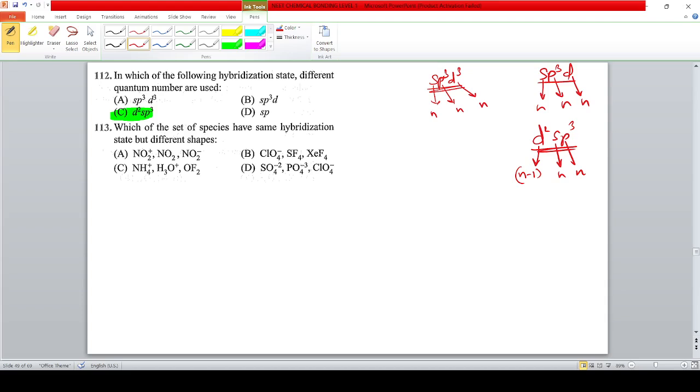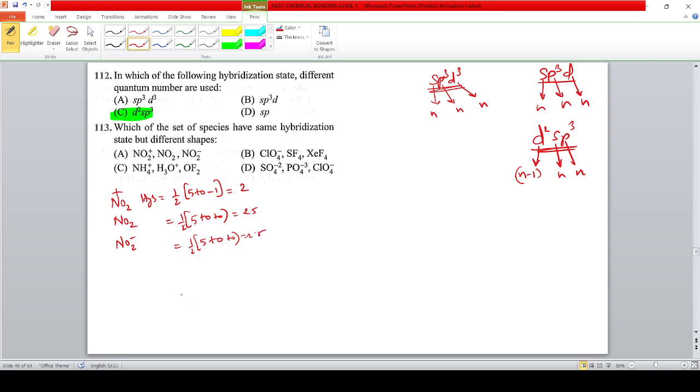Next, which of the following sets of species have the same hybridization but differ in their shape. Okay, let us look at the hybridization part. NO2 plus, NO2, NO2 minus. Yeah, you know the formula, right? Hybridization is equal to half into valence electrons plus monovalent atoms plus or minus charge. 4 by 2 it is 2. For the next, it is 2.5. Yeah, I will explain to you.